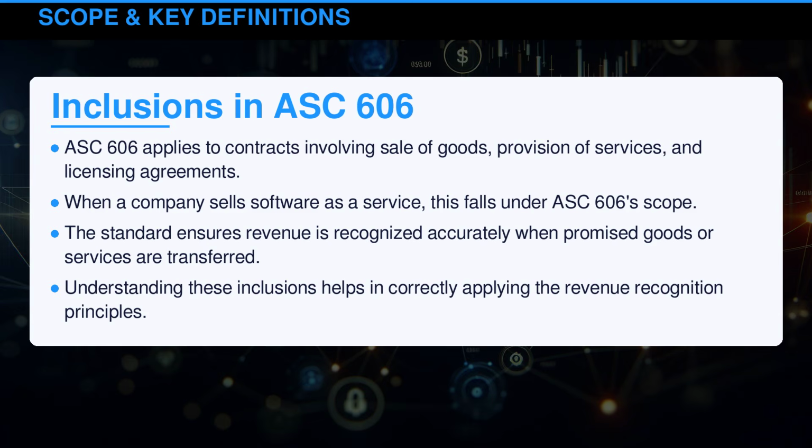ASC 606 applies to contracts involving sale of goods, provision of services, and licensing agreements. When a company sells software as a service, this falls under ASC 606's scope. The standard ensures revenue is recognized accurately when promised goods or services are transferred. Understanding these inclusions helps in correctly applying the revenue recognition principles.